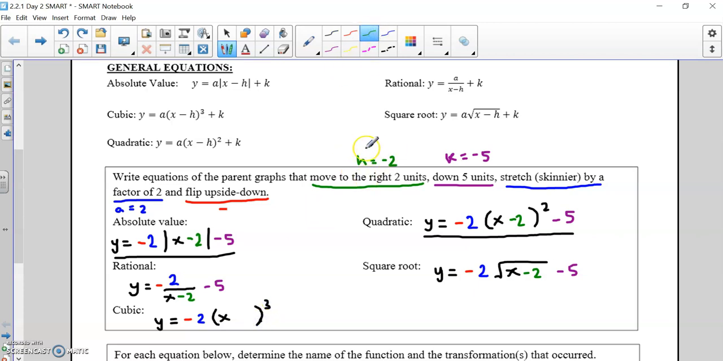Next comes h. H was -2. And lastly, -5 for k, so we'll put a -5 on the end here. All right, and that's it. So this way you guys can see that all of these equations are moving and changing by the same exact rules, but because they're different functions, their equations look a little bit different, okay? And while they're different, they still do look similar.